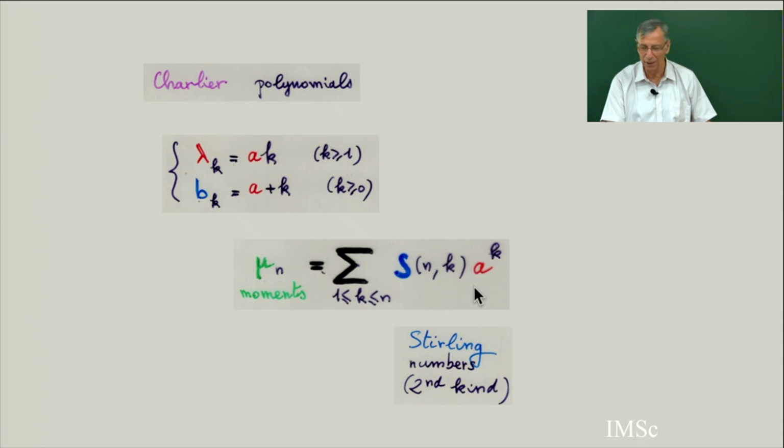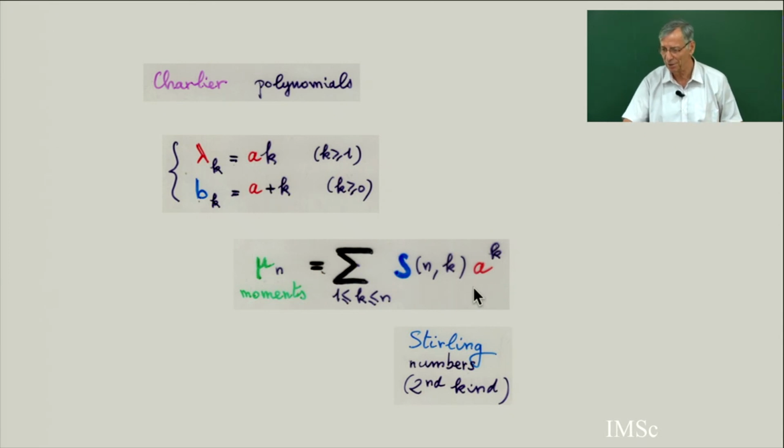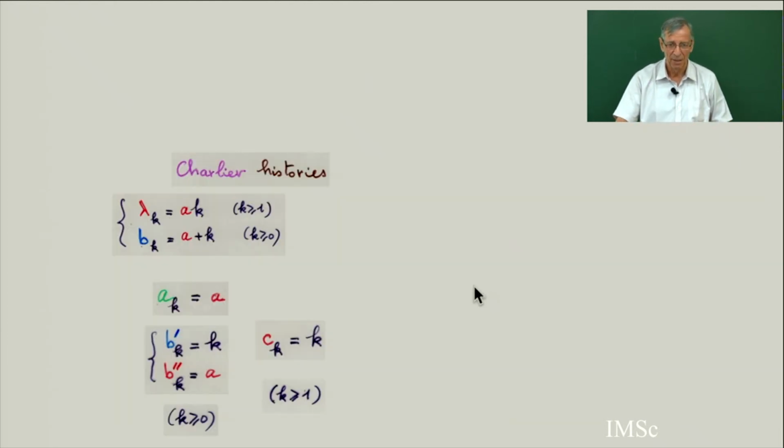So I claim that from the Laguerre history, you can immediately prove this theorem. I show you the bijection. It's a particular case of Laguerre history. So Charlier history: I take the Laguerre history with a k equal a. So only one choice, one choice for a k, weighted a. Here b prime k, one choice, b double prime, only one choice, weighted a. And c k equal k, any choice.